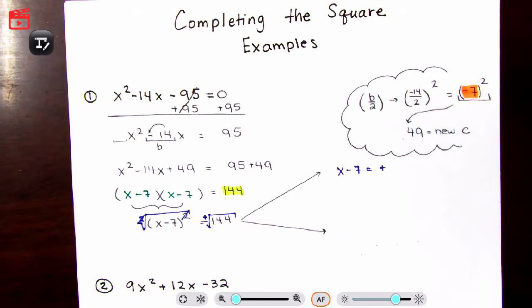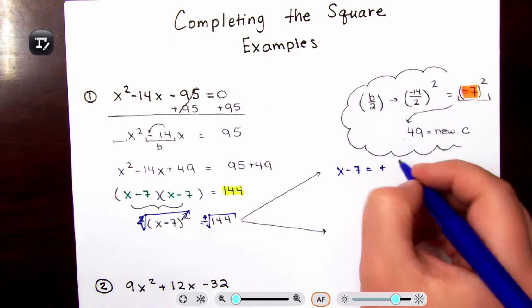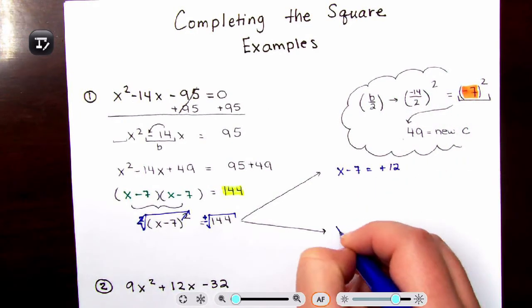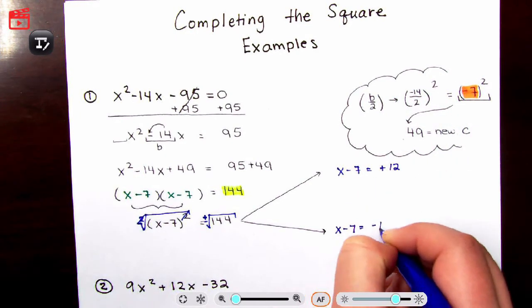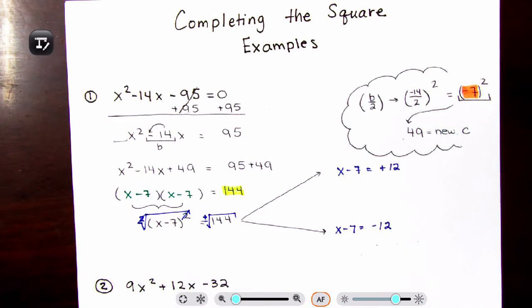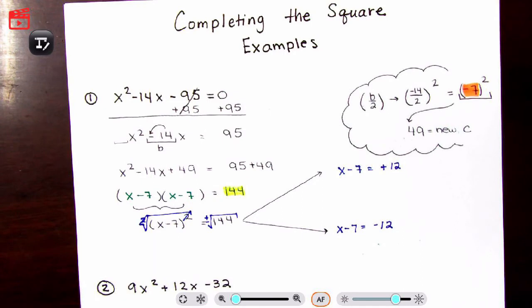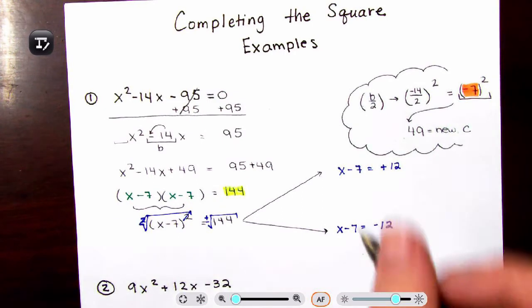Now, what is the square root of 144? Looking at our previous cheat sheet, the square root of 144 is 12. So I have a positive 12, and then here x minus 7 is equal to a negative 12. Again, how did we get from 144? I took the square root of 144, which gave me an answer of 12.